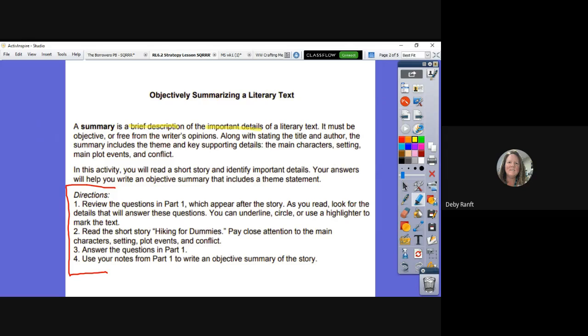Free from the writer's opinion. So you are just telling me this is what happened. Okay? You state the title and the author. Did it even give us an author? Well, apparently in this one there's no author, but you'll just say Hiking for Dummies. And it includes the theme and key supporting details, main characters, setting, main events, and conflict. And I would add resolution. You've got to tell me how it ended, right?